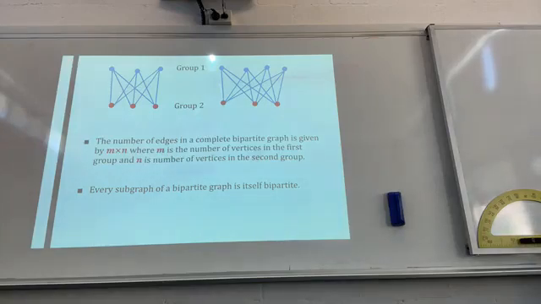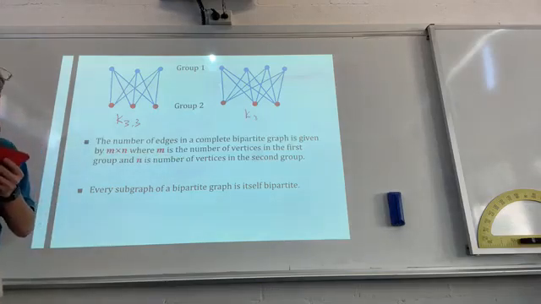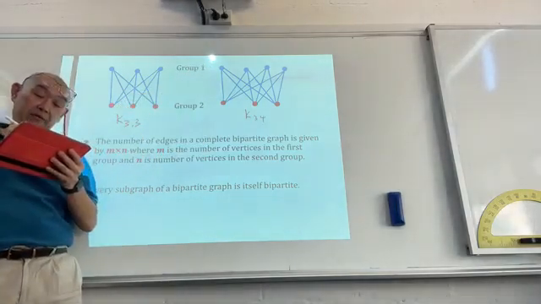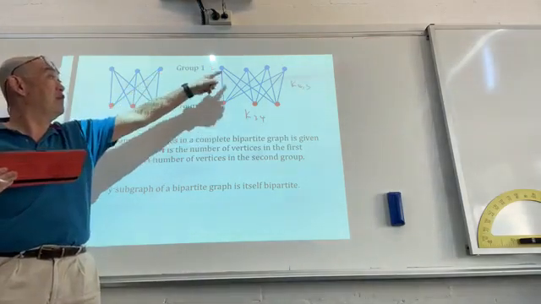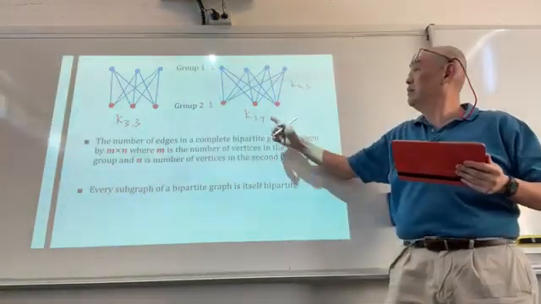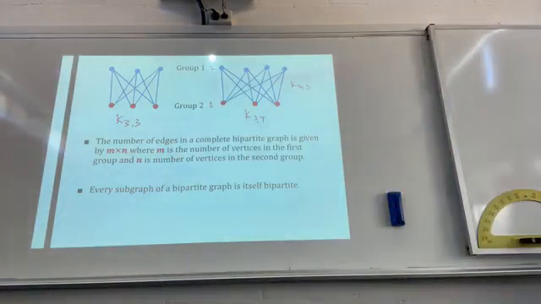All right, so here, the first one, I can describe this as K 3,3. This one could be K 3,4, because this could be group 1, this could be group 2. If I write it differently, group 1 and group 2, or K 4,3. So it really doesn't matter. Here, you can alternate between 3 and 4, 4 and 3. That's okay. Now, each subgroup of a bipartite graph is itself bipartite.